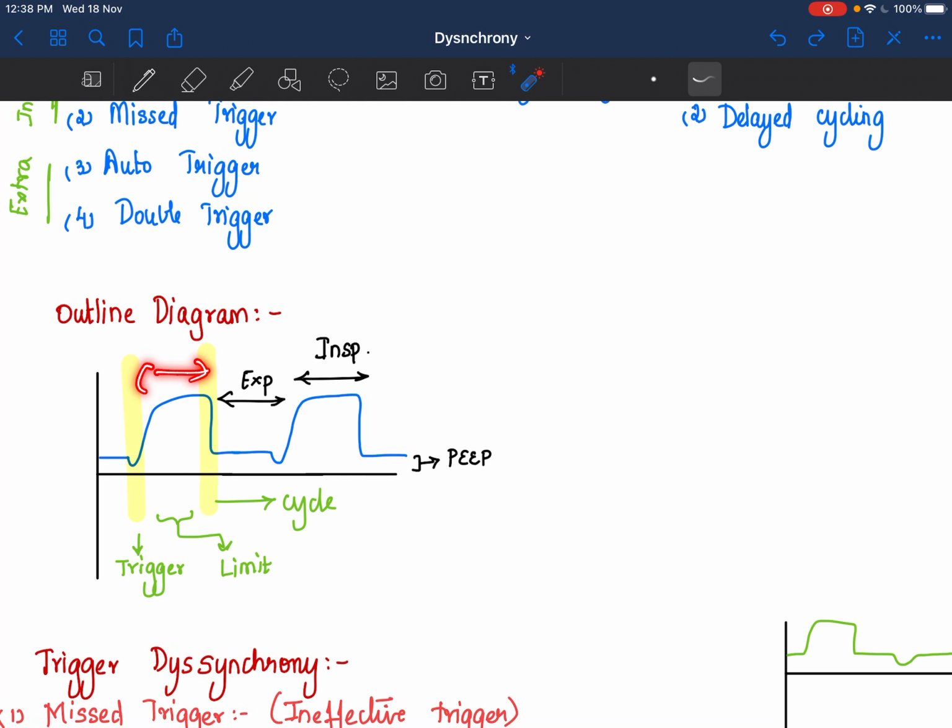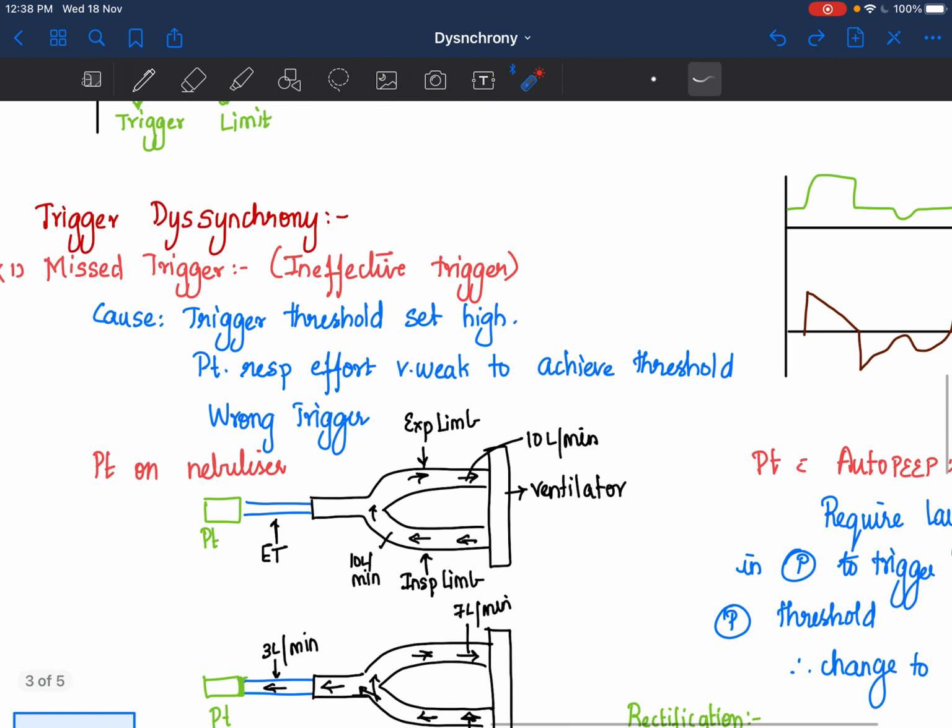In between, throughout, will be your limit or target, and the end of inspiration will be your cycle. This is your expiration part, and this whole thing from the start of your trigger to the cycling is your inspiration part. So let's start with trigger dyssynchrony.